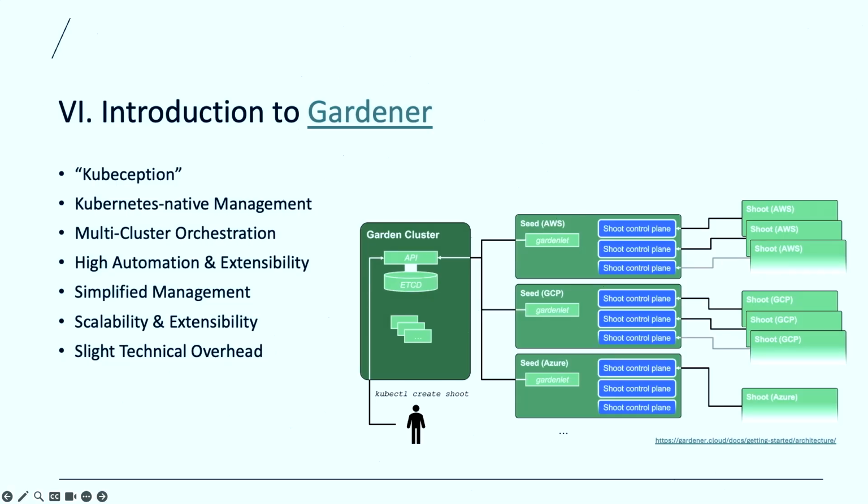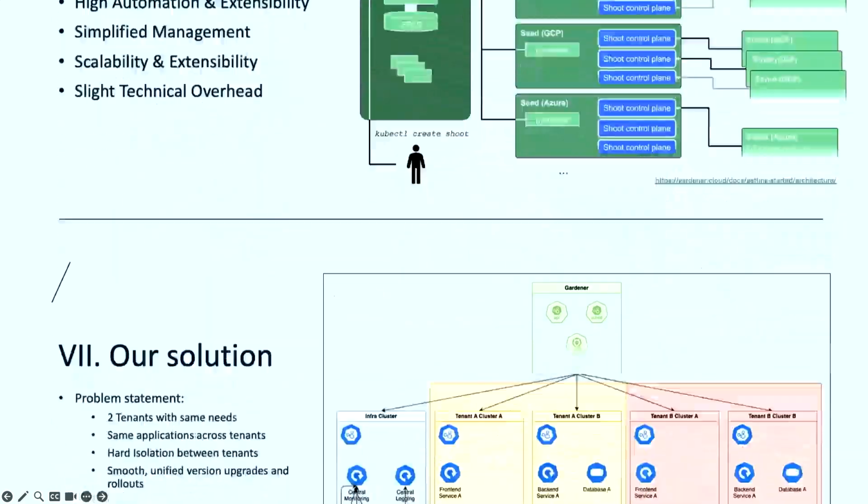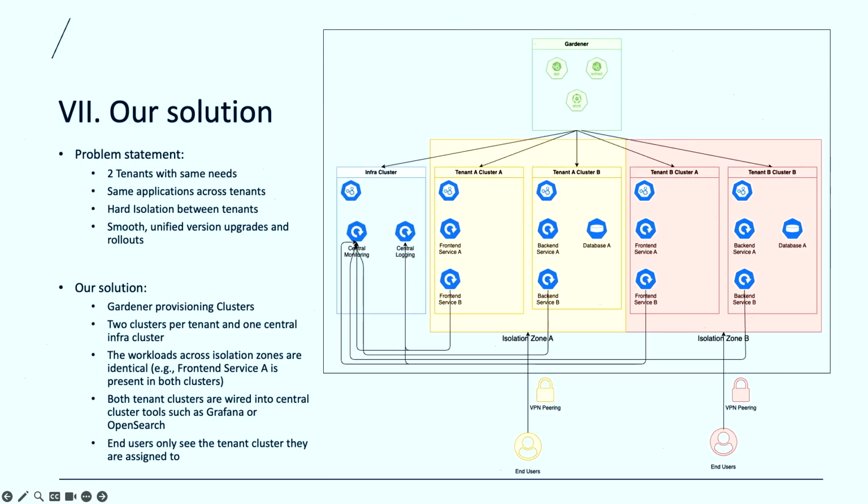But how does this relate to multi-tenancy, you ask? Well, the operational complexity is vastly reduced with this, thus cluster-based multi-tenancy becomes a bit more attractive. So let me present our solution. The problem statement was clear. We had two customers with very identical needs in regards to infrastructure and applications, but they couldn't see each other. We also had to manage a way to oversee these clusters.